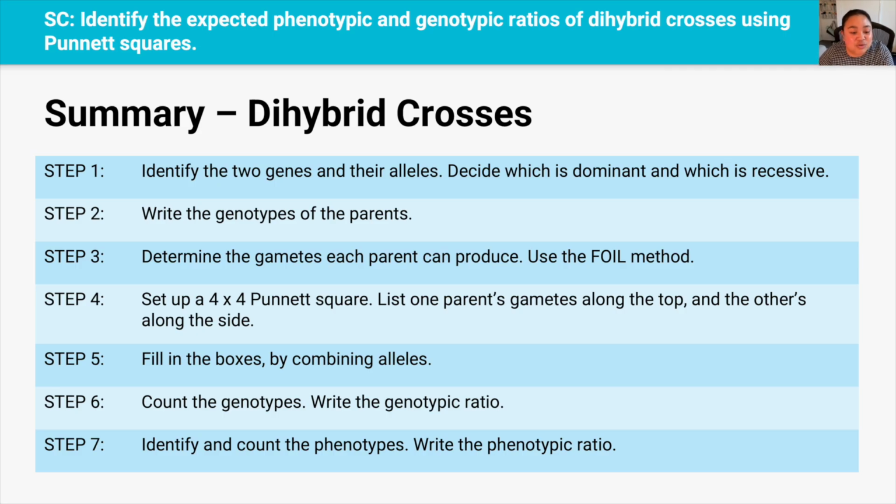Step 4 is to draw up your 4x4 Punnett square and make sure you put the gametes along the sides and along the top. Step 5 is to fill in those boxes by combining alleles from the rows with the alleles from the columns. Step 6 is to count the genotypes and write that genotypic ratio. Step 7 is to identify and count those phenotypes so you can write your phenotypic ratio.